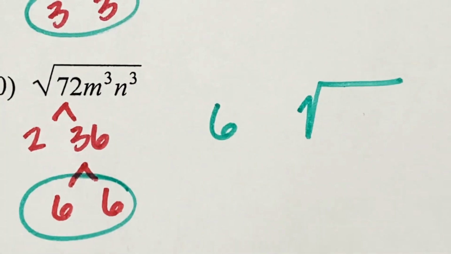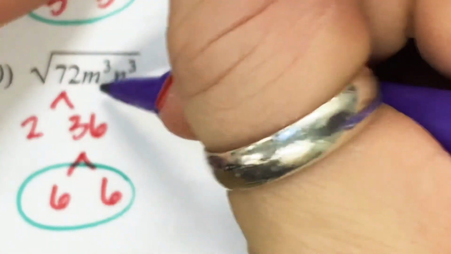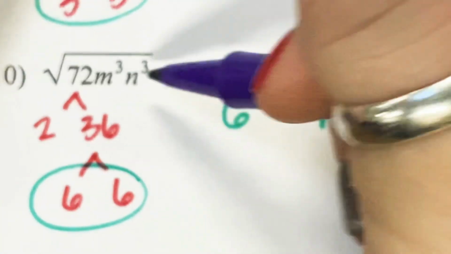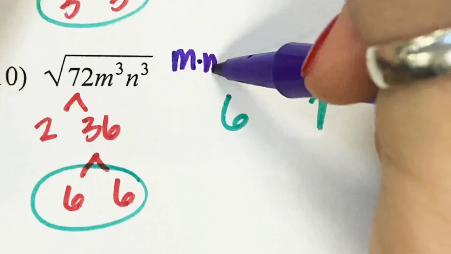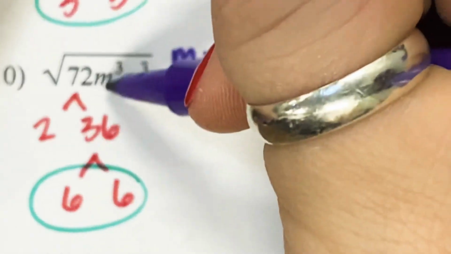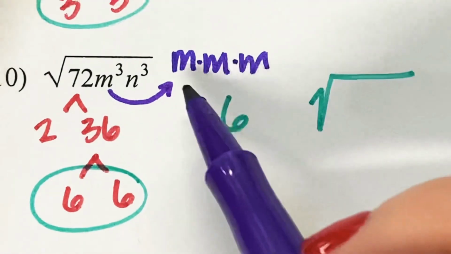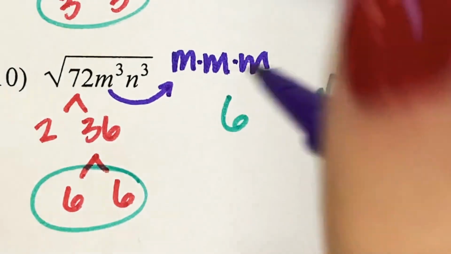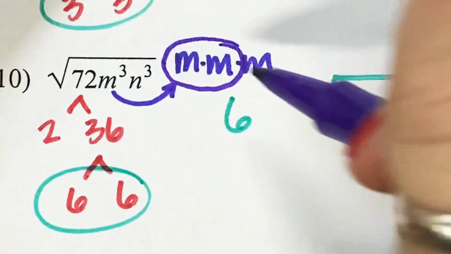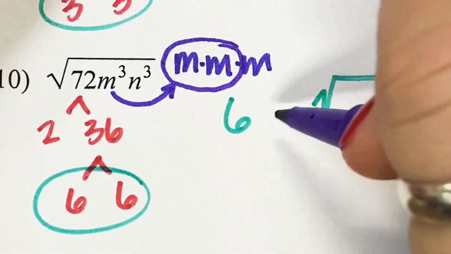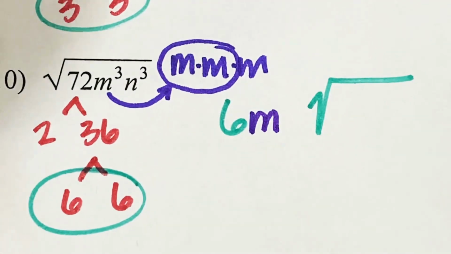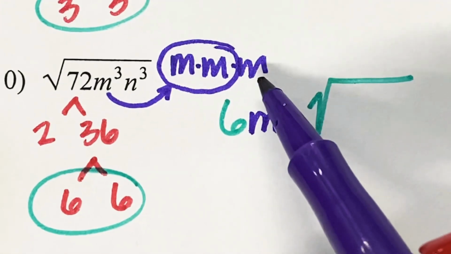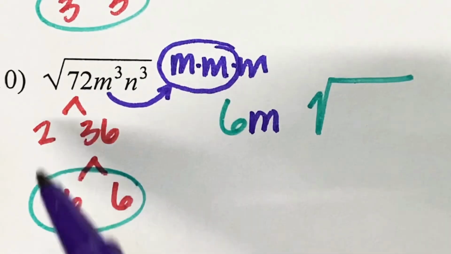Okay, so let's look at my m's. Okay, so I'm going to do m's in purple. So I have m cubed right here, which really means m times m times m. Okay, how many m's can couple up and leave? I see that 2 of them can couple up and create one couple of m's that got to leave. How many m's had to stay inside? 1.